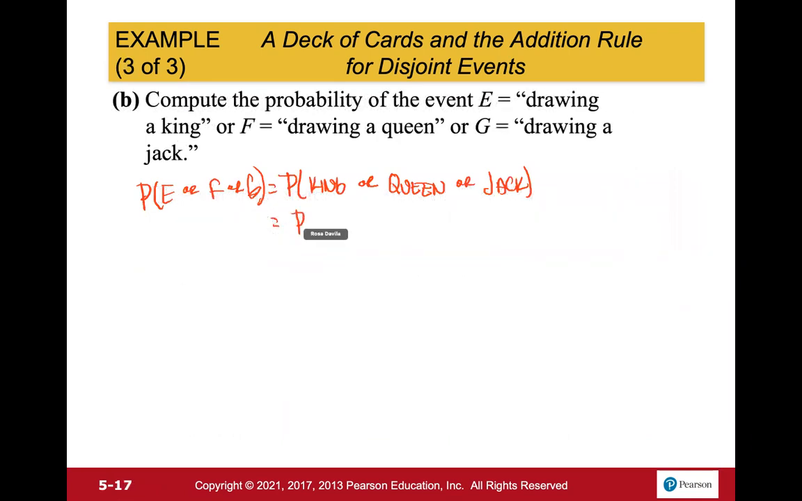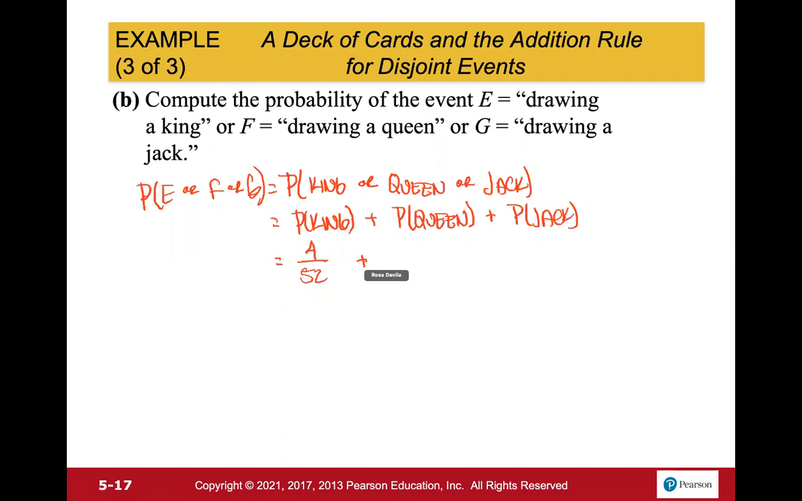So probability of king plus the probability of queen plus the probability of jack. So we just computed the probability of king. That was 4 out of 52.